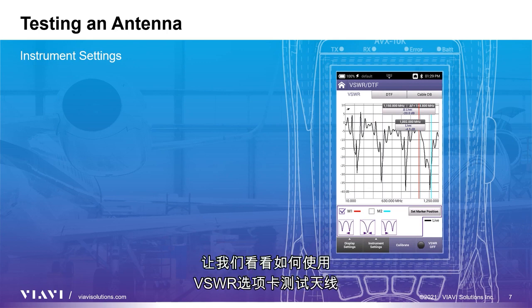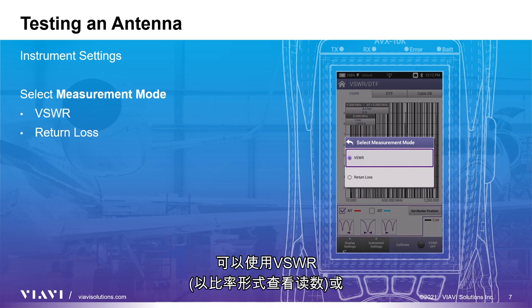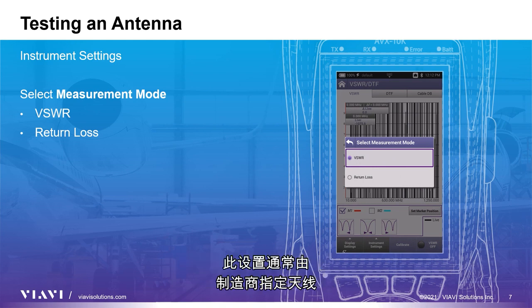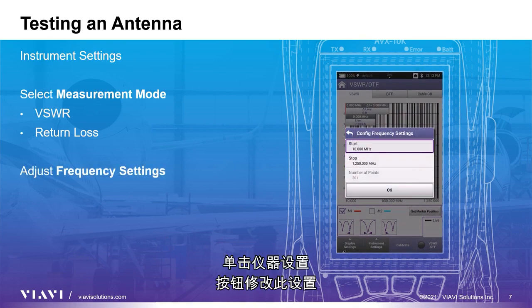Let's look at testing an antenna, using the Vswr tab. An antenna can be tested using a measurement mode of either Vswr, to view readings as a ratio, or return loss, to view readings in decibels. This setting is usually determined by how the manufacturer has specified the antenna. Click on the Instrument Settings button to modify this setting.